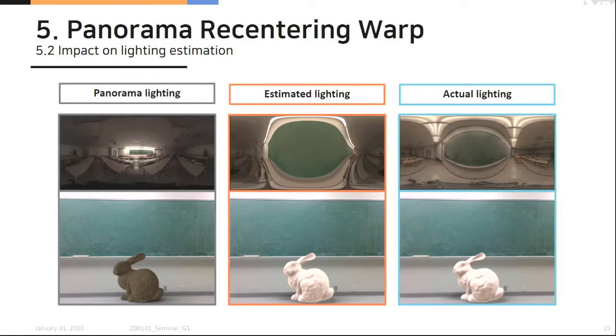Even if the network has this data, it's not the perfect environment map to generate from. So they have a function for recentering the panoramic data, since they're using a cropped image at the center.